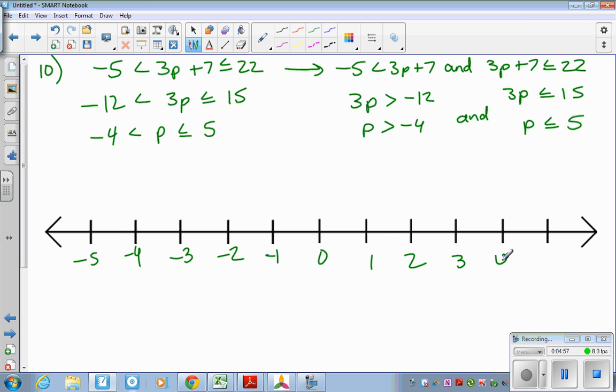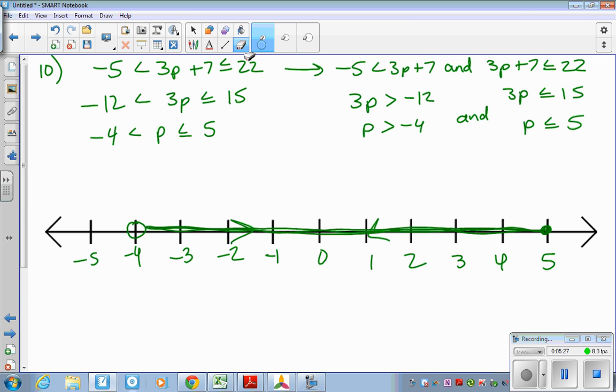And so open circle on -4, closed circle on 5, and then we're shading in the middle. Make sure when you're doing this, if it's an "and" statement like this, there are no arrows. So it's not like I put -4, went this way and put an arrow on it, and then 5 went this way and put an arrow on it. The arrow means it continues forever, and we don't want that. So make sure you don't have arrows in there.